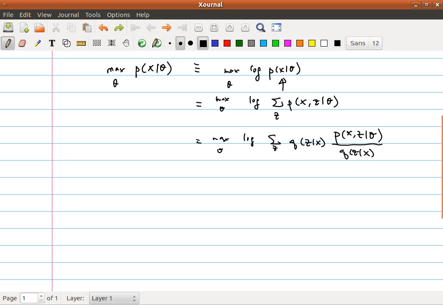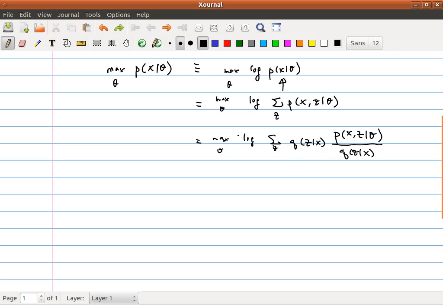And then I can add a conditional probability Q of z given x. It doesn't change anything, I add that in both numerator and denominator. But after adding that, note that this is kind of an expression for computing an expectation with respect to some probability Q of z given x. Even though this is a conditional probability, you can simply think of it as just any other probability function, a PMF.